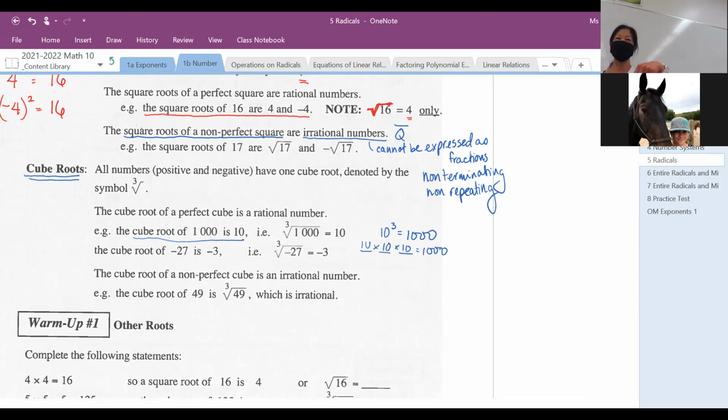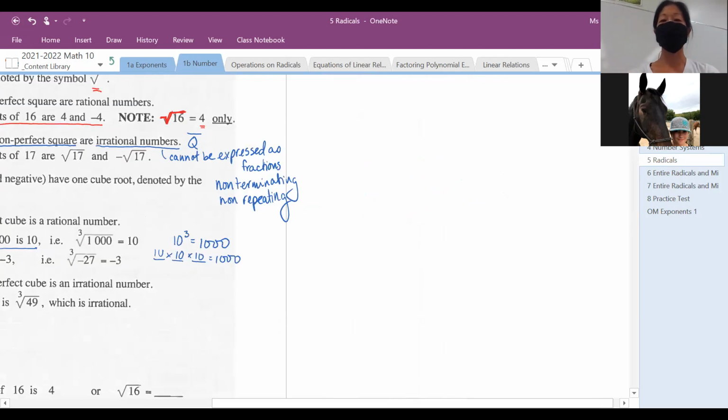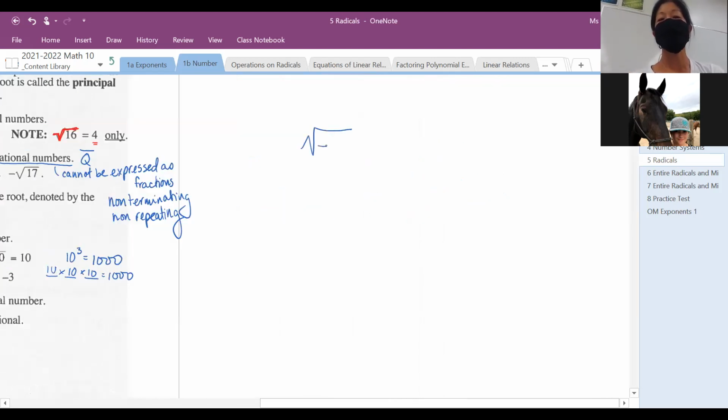Okay. Can we take the square root of a negative? Okay, I'm seeing some shaking heads and some nodding heads. Can I say, what is the square root of -16? No. Meaning what times itself equals -16? Can you do it? No. Not unless you use imaginary numbers, right? So square root of a negative number right now, we're going to say does not exist, DNE.